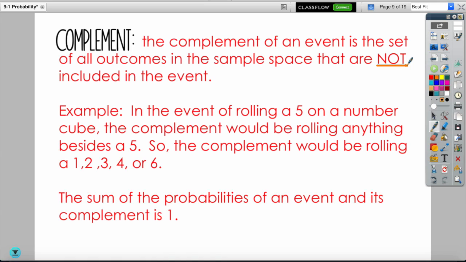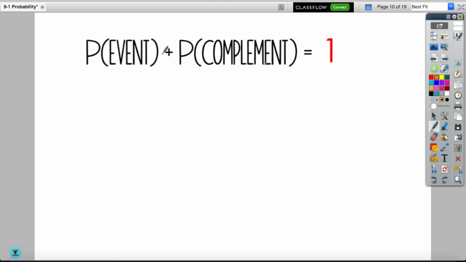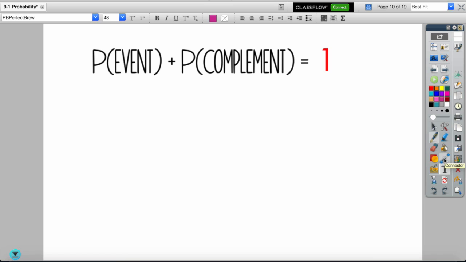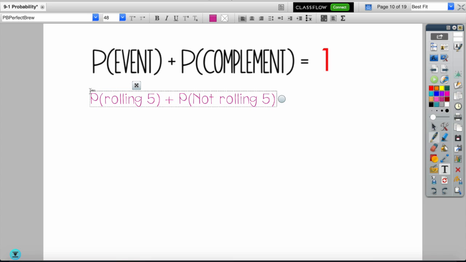But no matter what, the probability of you rolling the 5 and the probability of you rolling something that's not a 5, no matter what, those two probabilities will always add up to be 1. The probability of the event happening and the probability of its complement is always equal to 1. So the probability of rolling a 5 plus the probability of not rolling a 5, no matter what, should always equal 1. So if you think about it, what's the probability of rolling a 5?